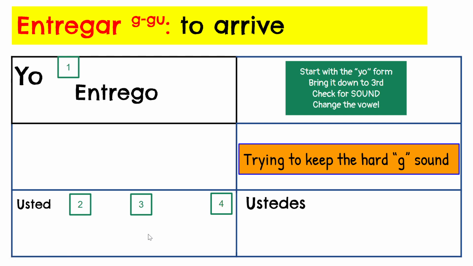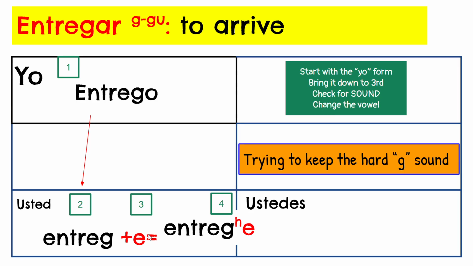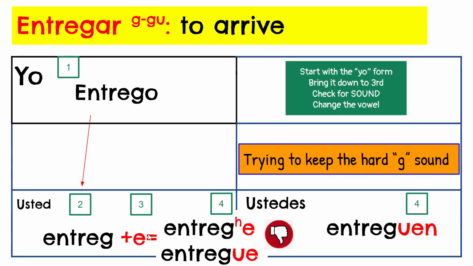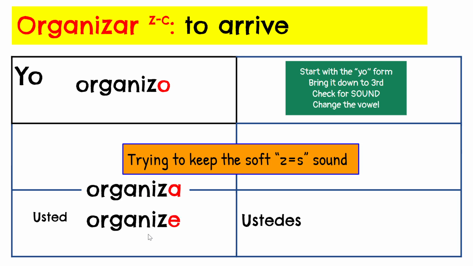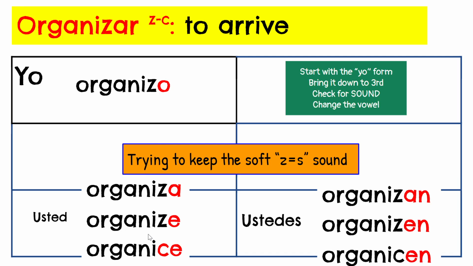Entregar, entrego, bring it down, change to the opposite vowel. When I add an E to this, it sounds different now. Entreje. That's not the same hard G from entregar. So I need to add a U after the G to give me that strong G sound. Entregue, entreguen. Now, organizar, the Z and the C are going to make the same sound for us. It doesn't make the same sound in some parts in Spain and Chile and other places. So remember, if you see a ZAR verb, you're going to change the Z to a C. Organice, organicen.